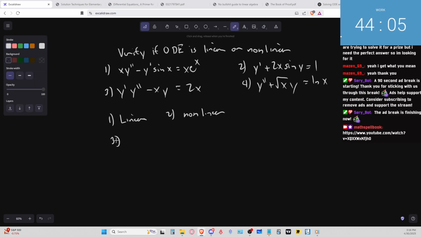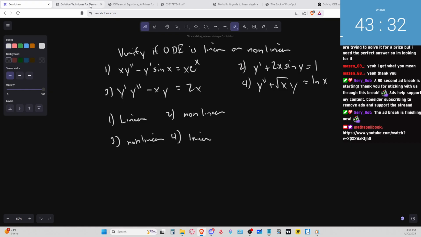And then for number 3, this one looks like it's non-linear because the way it looks is that it's mixing the derivatives together. 4 looks like it is a linear one because even though it has just y double prime and it doesn't have y prime, it still has y by itself. So I think it's linear.